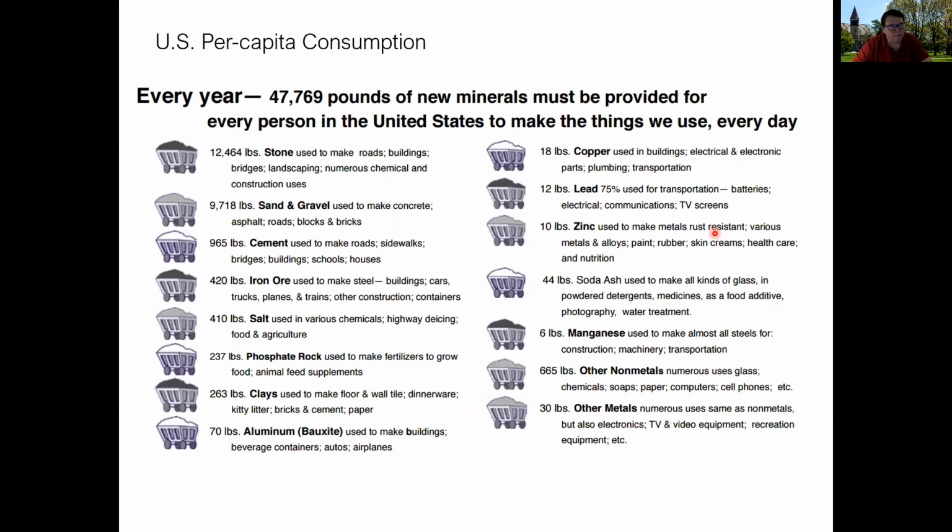If you think about mining from the perspective of how important it is to society, it is unfathomable. Every year in the United States alone, this number will go up. It's just like water, it's just like energy. Per capita usage increases all the time. On average, we consume about 769,000 pounds of new minerals provided for every person in the United States every year to make the things we use. Okay, so a good number. I'll give you this number to keep in your head for the exam.